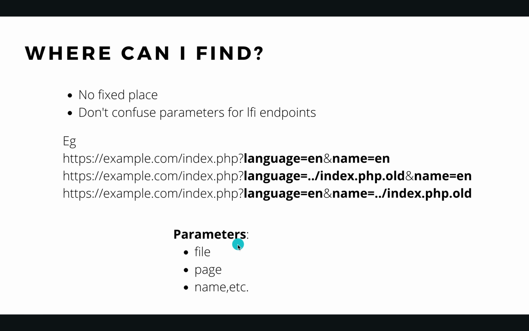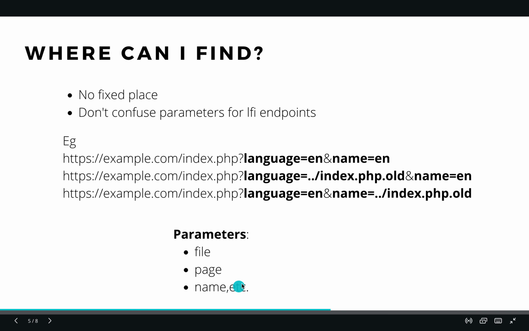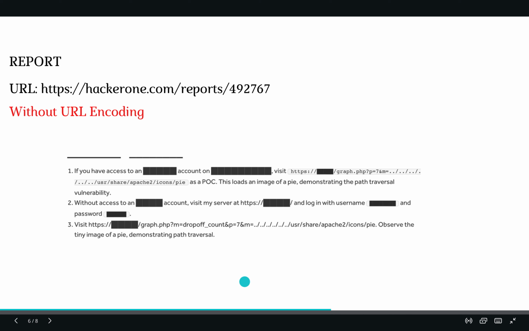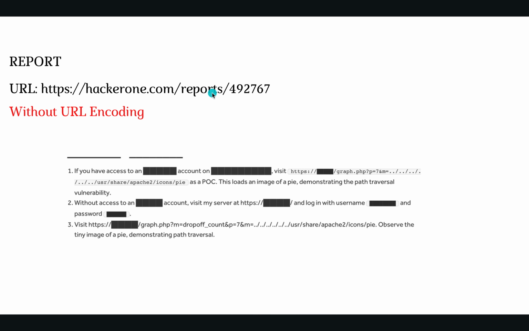Some of the parameters that you could look out for are file, page, name, or include, etc. So for example, I'll be taking this report from HackerOne. I'll be including the link in the description.